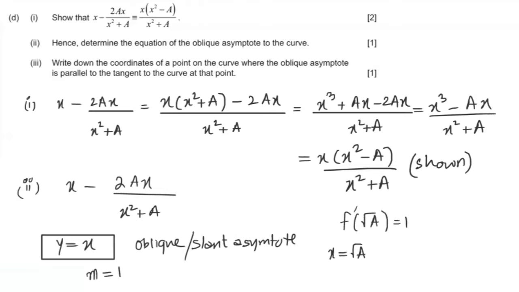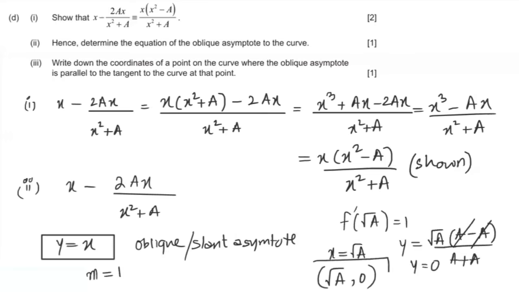Okay? So all I need is to find the y coordinate for this point. Let's go find out. Oh, that's going to be 0. Let's take a look. So y is going to be square root a, and when you substitute, square root a squared is a, minus a, and divide the whole thing by a plus a. So this will become 0. The y coordinate is 0. So you can write square root a and 0. That's why they were saying write down.